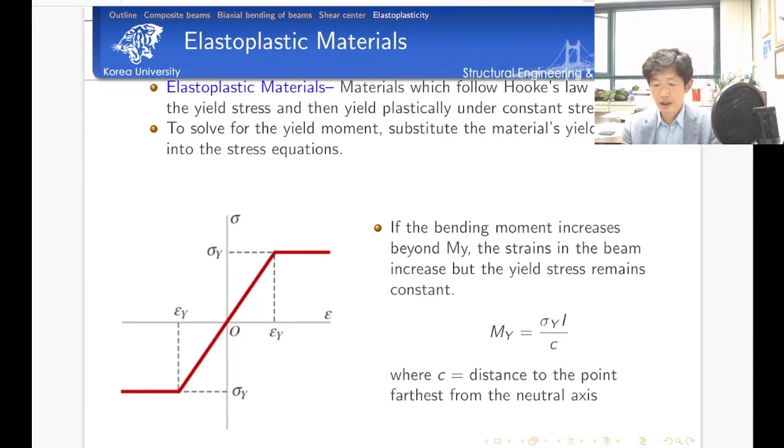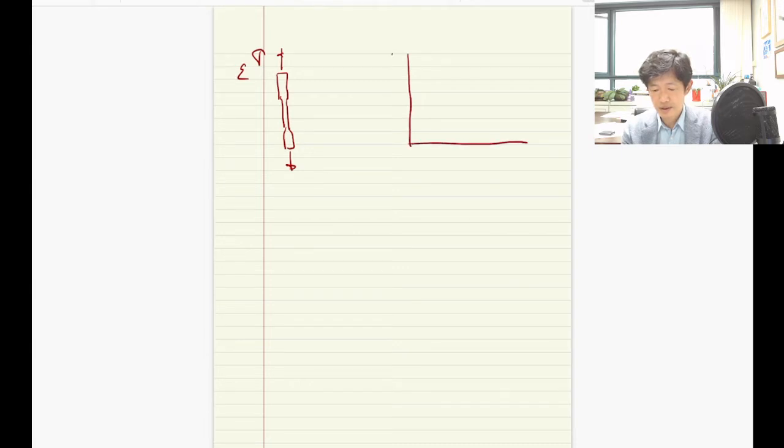In reality, the stress-strain diagram is much more complicated. In the case of steel, let's imagine that we are doing a one-dimensional tension test. This is called a dog bone specimen. Stress and strain here. If you measure the stress-strain behavior, it looks like this. Initially a linear branch, and then we have yielding, and then hardening, and then plastic deformation. We have softening here. This is what's happening in reality.